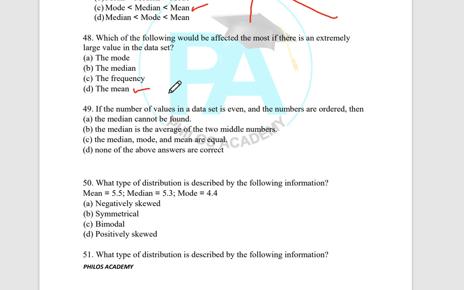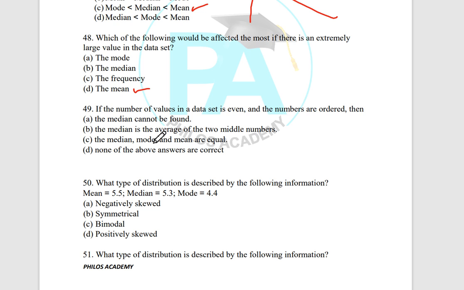Question 49. Please, to know the answer for question 48, go and learn the characteristics of the mean, the properties of the mean, the properties of the median, and the properties of the mode. When you read them properly and keep them, you know that it is the mean that is affected. Okay, so let's look at question 49.